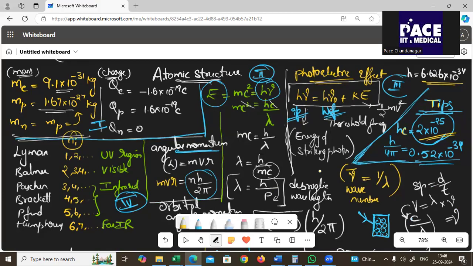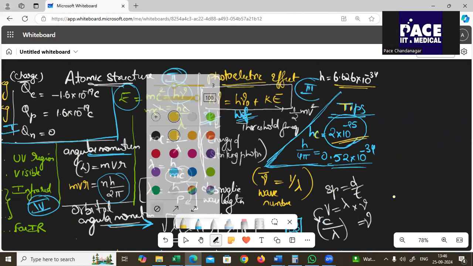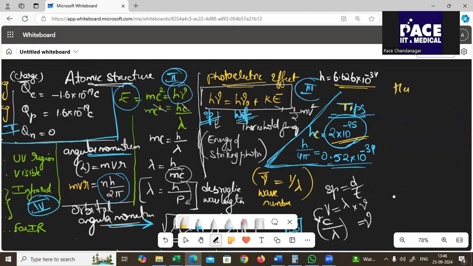And H by 4 pi. Why are we using H by 4 pi? This talks about Heisenberg's uncertainty principle. What do we mean by that? Delta X into delta P, where delta P is the change in momentum and delta X is the change in position, is always greater than or equal to H by 4 pi.